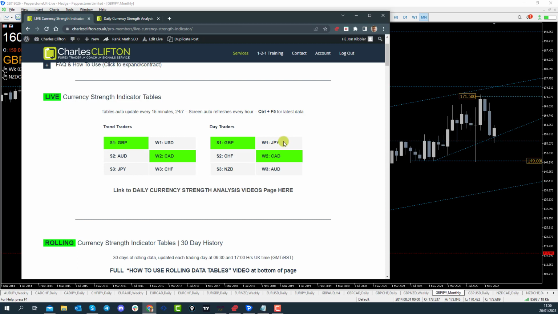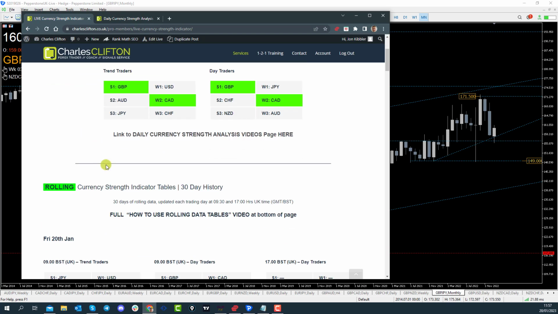The reason I'm saying that is because you can see that the yen is W1 on the day traders but is S3 on the trend traders. Now, what the tables are telling us here potentially, or what could be happening in the market, is that the lower time frames are telling us that the yen is the weakest currency, meaning that we could start to see a shift in the momentum here, or the underlying market condition could be changing for the Japanese yen, where we could see the yen actually start to weaken.